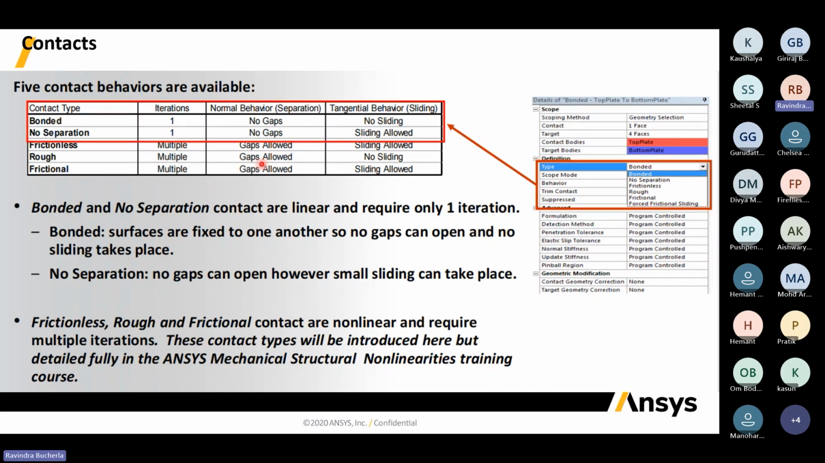So the sliding is not allowed because of the high friction, but it can be taken from the table. Okay. So these are the 5 contacts that we have. Based upon the separation and sliding, we can decide for our application whether we want to go with bonded or frictionless or frictional, or this kind of contacts we can select.